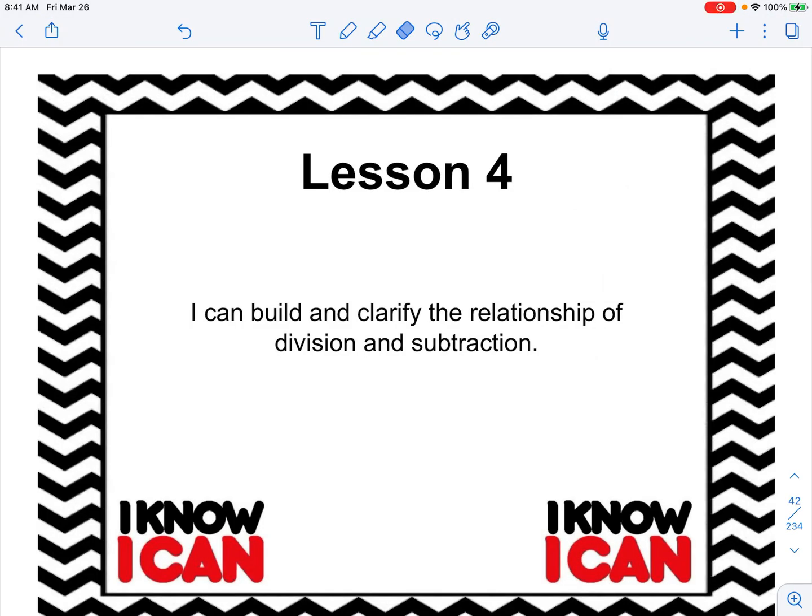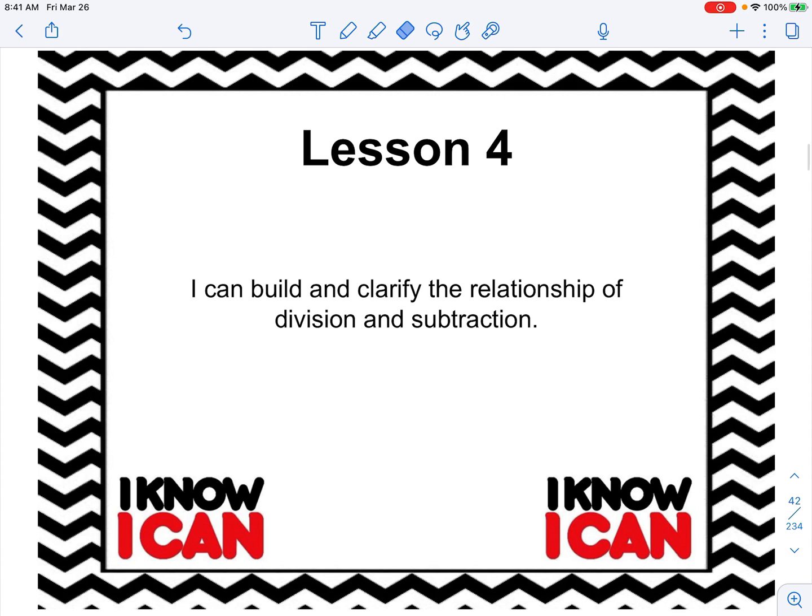All right, guys, we're going to go ahead and get started with lesson 4. This whole week we've been working with identities and the relationships between addition and subtraction, multiplication and division. Yesterday we worked with the relationship between multiplication and addition, and today we're going to work on the relationship between division and subtraction.